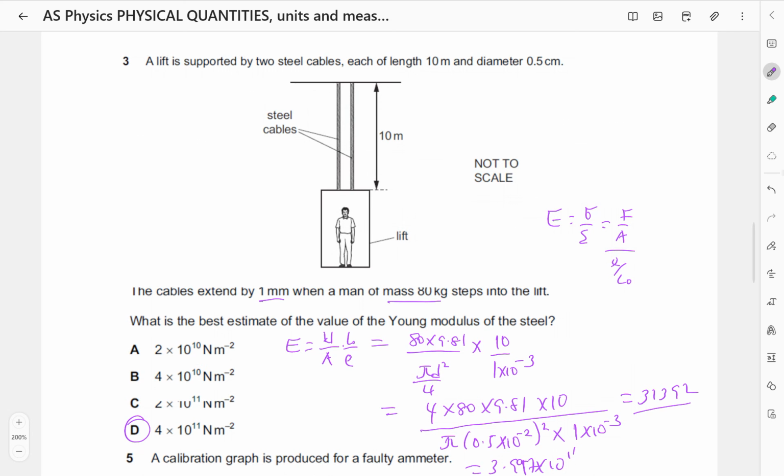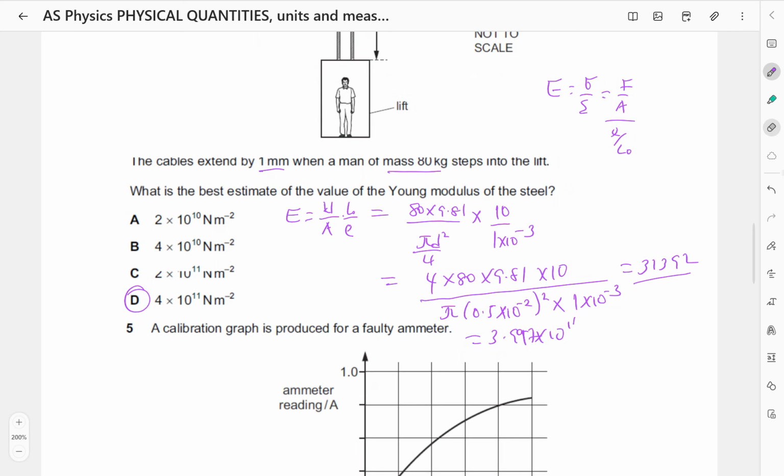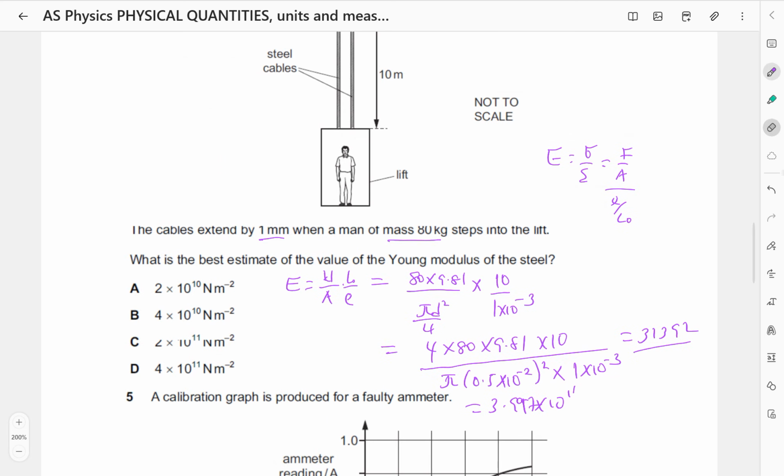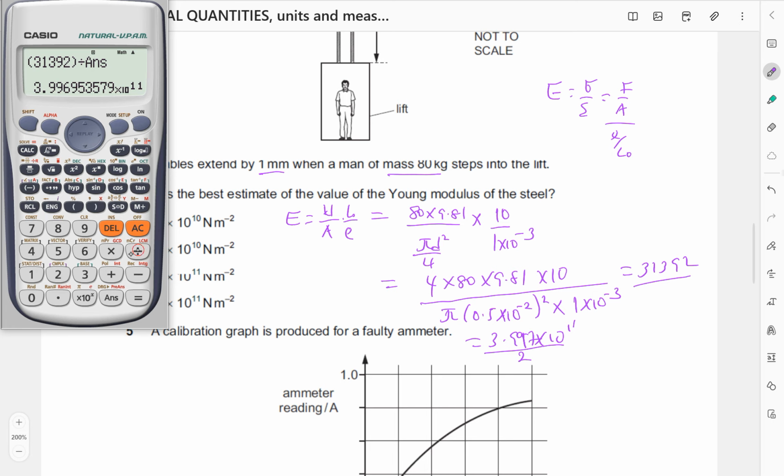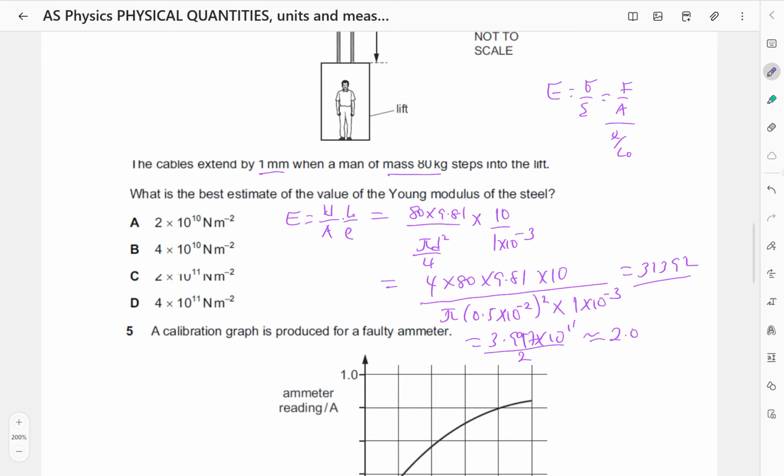Oh, by the way, they said a lift is supported by 2 cables. Sorry, the answer is not D. If I was having 1 cable, now that there are 2 cables, we divide this by 2. It's like having two materials in parallel. So divide this by 2, get 1 point that, which is approximately 2.0 times 10 power 9. So the answer is C, not B.